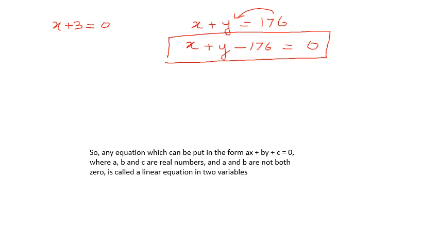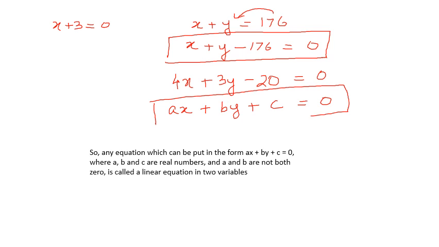Now how do you get this general form, children? That is, if it is written as 4x plus 3y minus 20 is equal to 0, this is also a linear equation in two variables. Here we can write the general form as ax plus by plus c is equal to 0. This is the form of the linear equation. So any equation which can be put in the form ax plus by plus c equal to 0, where a, b and c are real numbers.